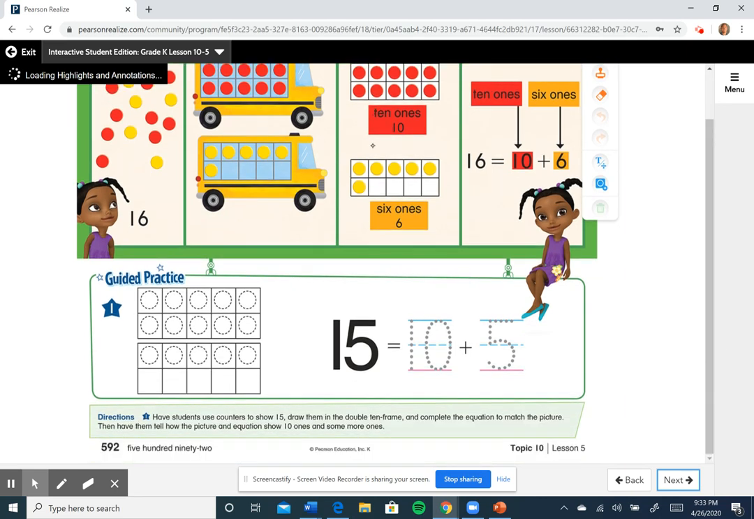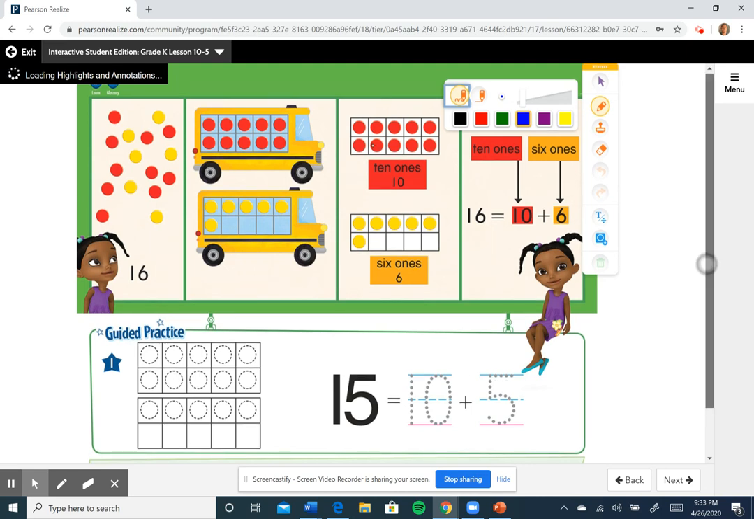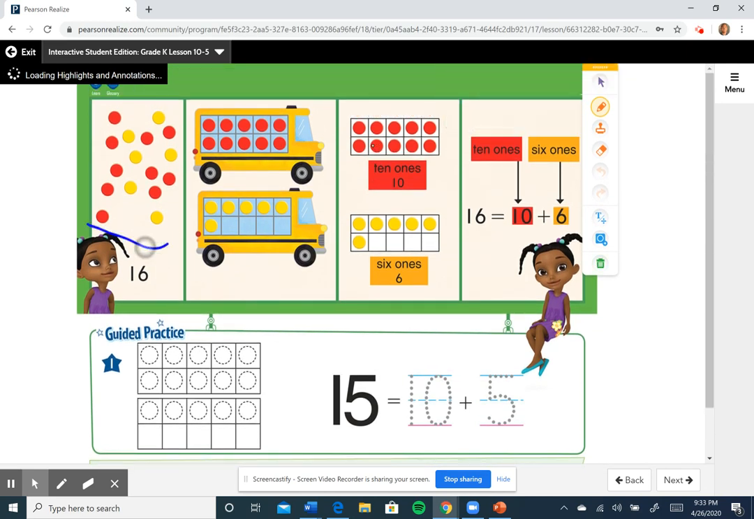And here we have our good friend Jada. And it is showing us a whole bunch of counters that are not in a very good order. That's kind of messy, isn't it? And there is 16 of them there because of this number. This is 16 and this is 16.